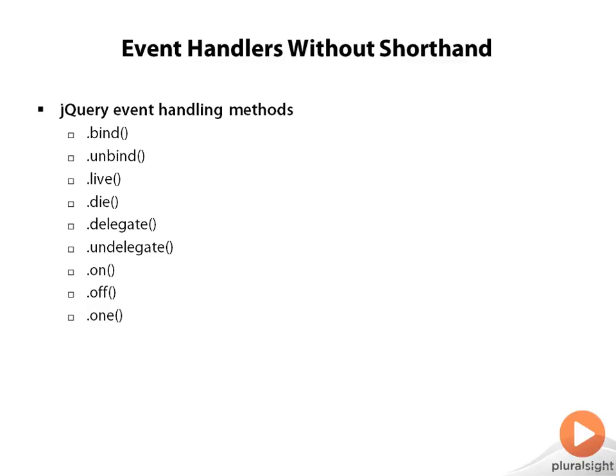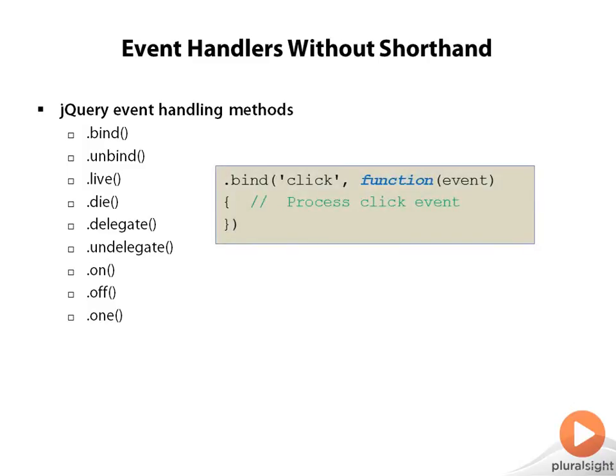Here's the syntax for the bind method. Remember that we only had to pass the handler function as a parameter to the shorthand methods. That's because each name indicated the event for which it would attach. The bind method is generic and can be used to attach a handler for any event type. The event type is passed as a string in the first parameter, and the handler function is passed as the second parameter. This is the syntax most commonly used.